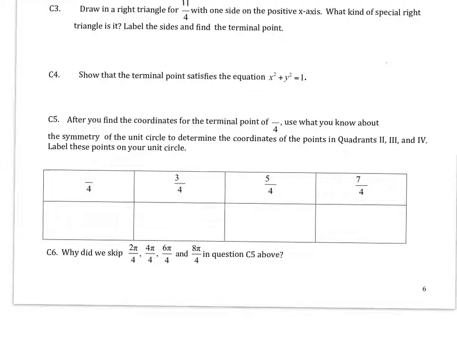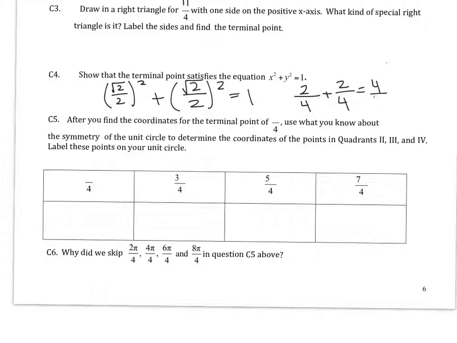Okay, this is back to what we were doing on Friday. So, my x was root 2 over 2. My y was also root 2 over 2. I will take the square of each, add them together, and I'm going to see if I get 1. So, root 2 squared is 2, and 2 squared is 4. And I'll get the same thing over here. That's 4 over 4, which is indeed 1.